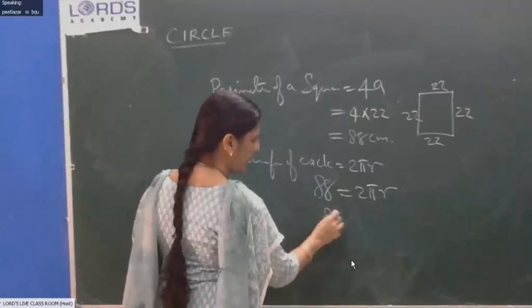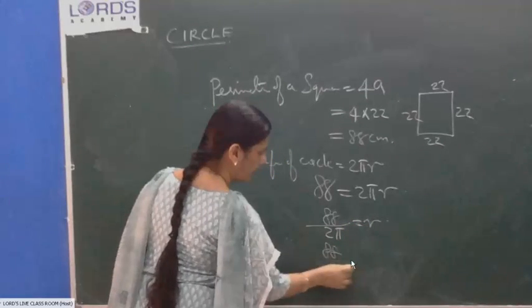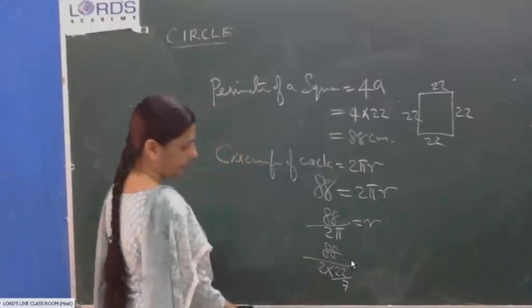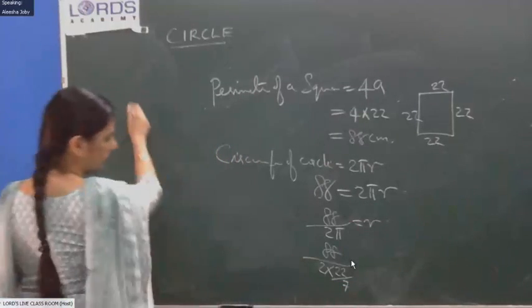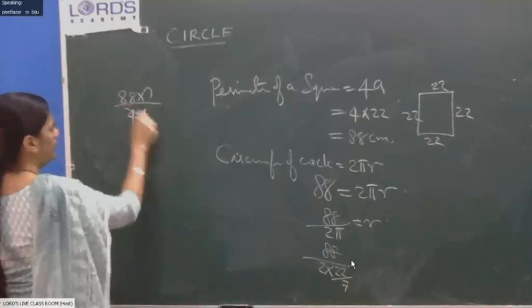R you will get as 88 by 2 pi. 88 by 2 into 22 by 7. 88 into 7 by 44. Yes.